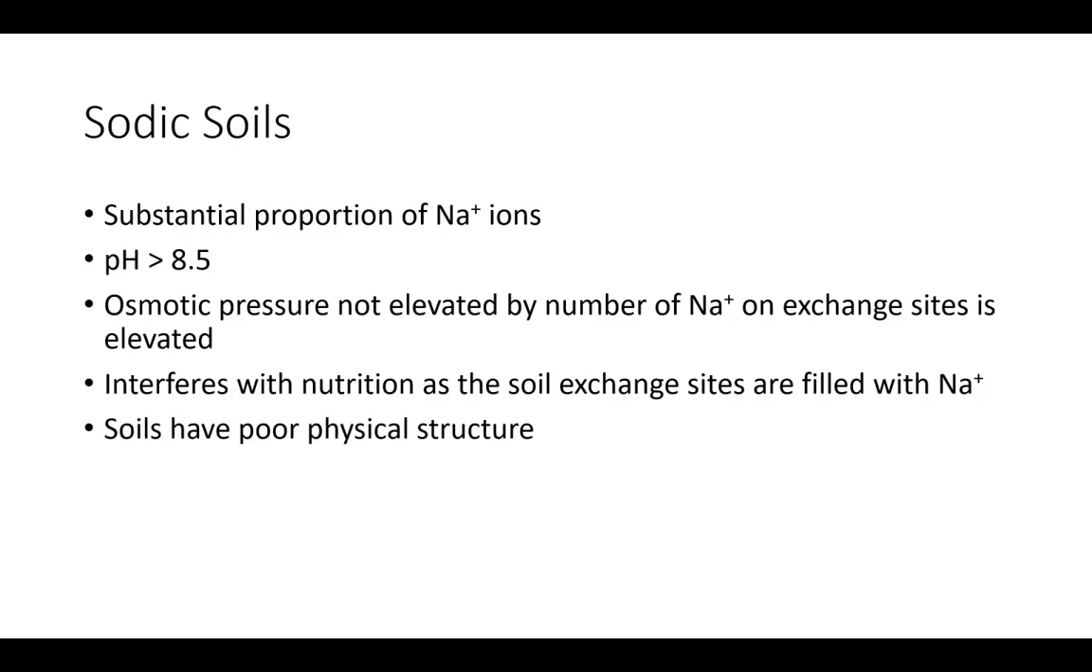These soils also tend to have a poor physical structure. When we talked about calcium, calcium improves structure of the soil because it is a divalent cation and it binds particles together. Sodium is a monovalent cation, which does not bind particles together, and this causes the soil to have poor physical structure. Salinization. Some of these things occur because of salinization.